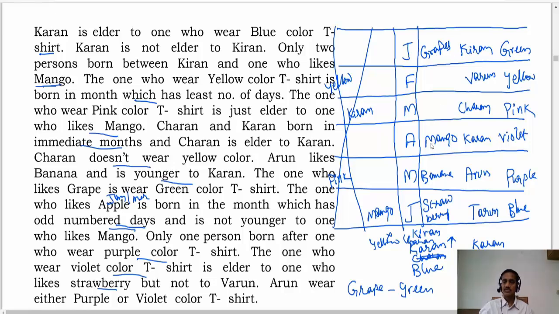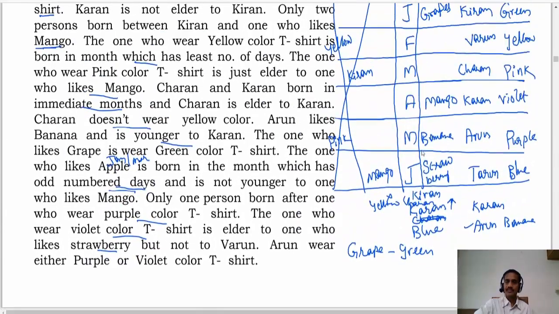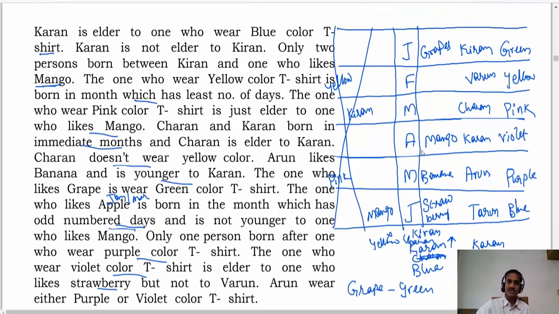We still have two fruits left. Arun wears either purple or violet color shirt. Between these two, tell me what is left. There are 2 colors. Now about apple, from the earlier discussion, apple can be either Jan or March. Apple has no chance of being in Jan, so apple must be in the month of March. If apple is in March, then papaya is left over. The one who likes papaya must be born in the month of February. Clear now?